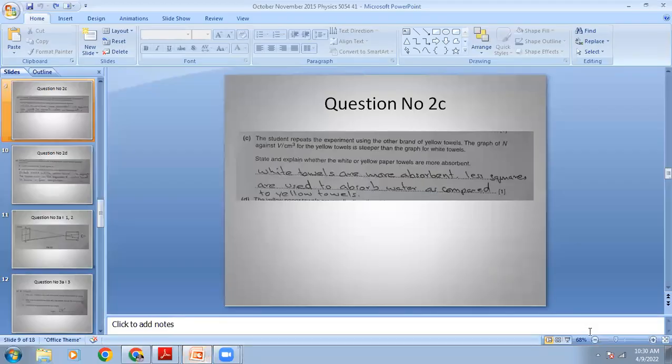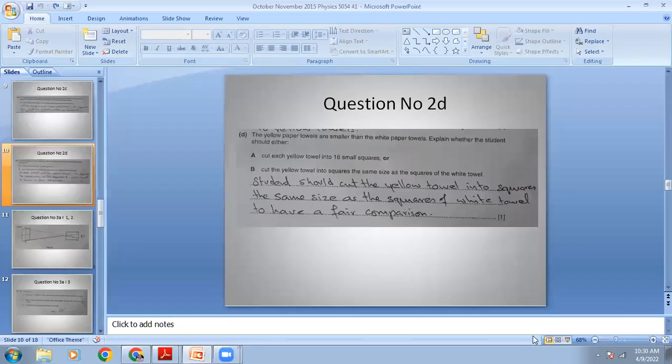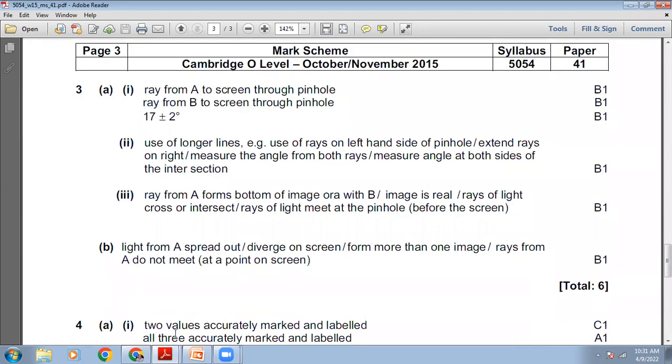Let me show you. For a fair comparison, students should cut the yellow towel into squares the same size as the squares of the white towel. So that is my answer. Let's have a look. B, to make a fair comparison, keep the same conditions for the experiment. The number does not matter. It is the absorbency that does matter. Okay, so we are done.